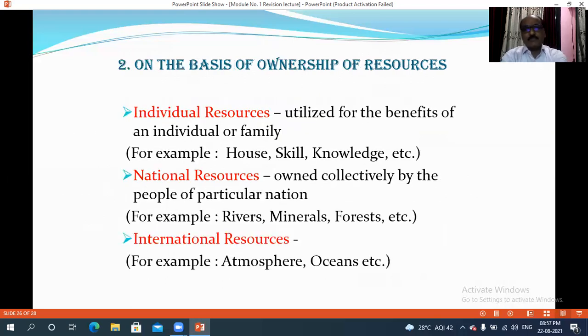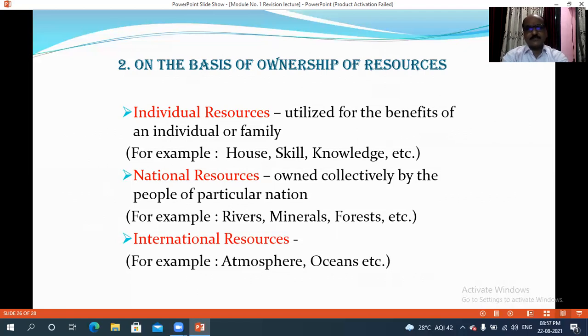Then the second criterion which we are using is the ownership of resources. Basically, resources are divided into three types: individual resources, national resources, and international resources. Individual resources are utilized for the benefit of an individual or family, for example your house, skill, knowledge, etc. Then national resources are collectively used or developed by the people of a particular nation. So these are called national resources, for example rivers, minerals, forest, etc.